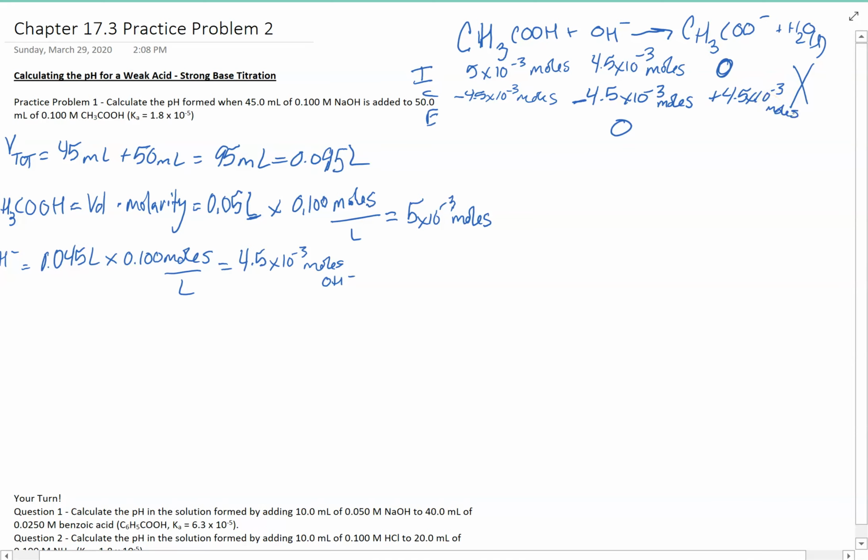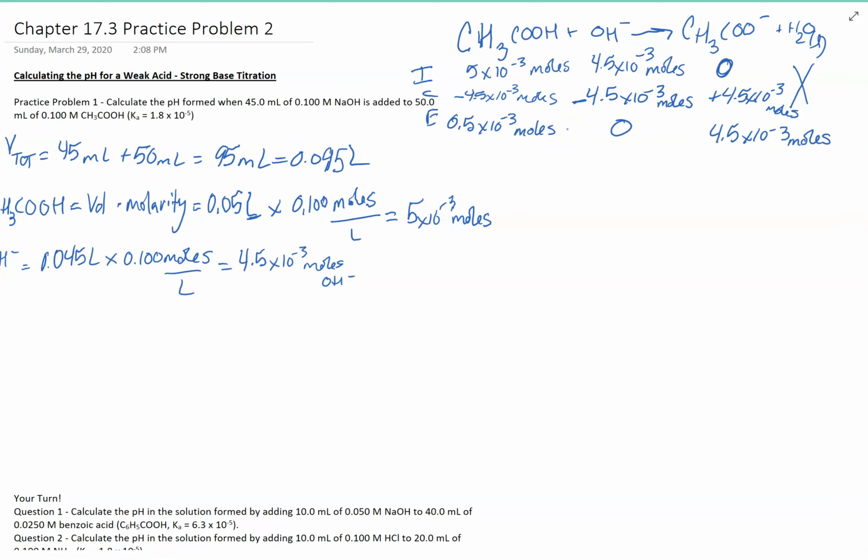Okay, that leaves us with an equilibrium concentration of this with our conjugate base and this with our weak acid. All right, now our goal is to figure out the pH at the equivalence point. So my next question for you is going to be, how can I find the concentrations of these things?